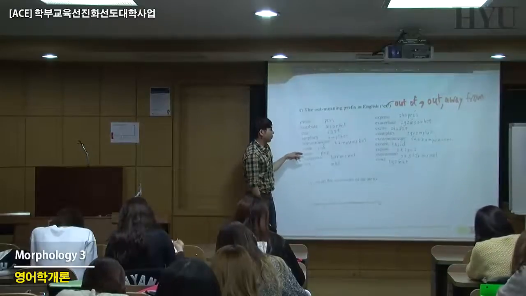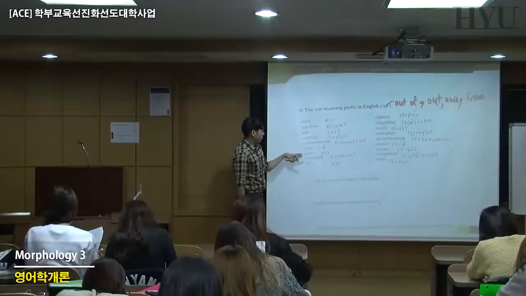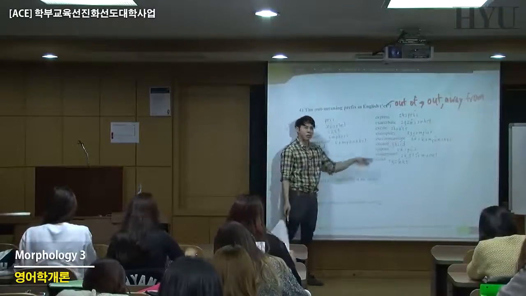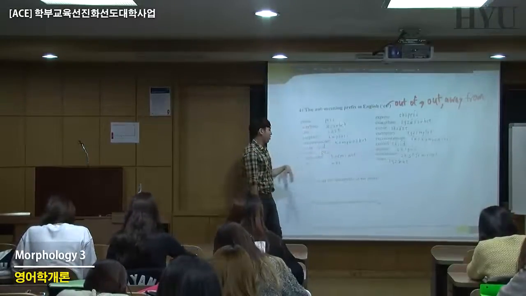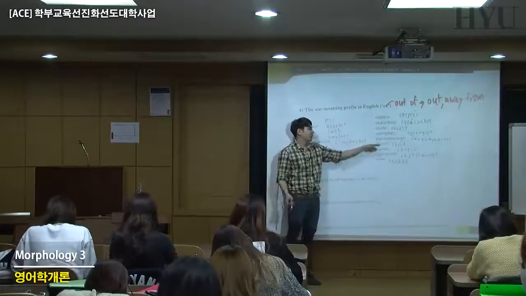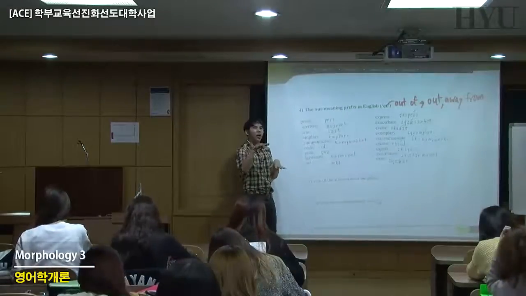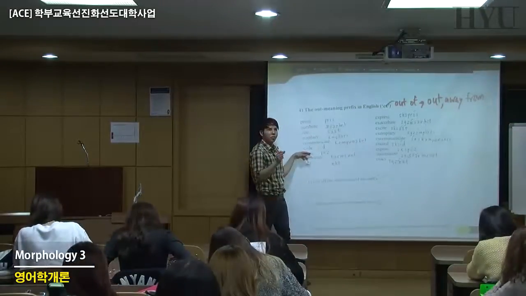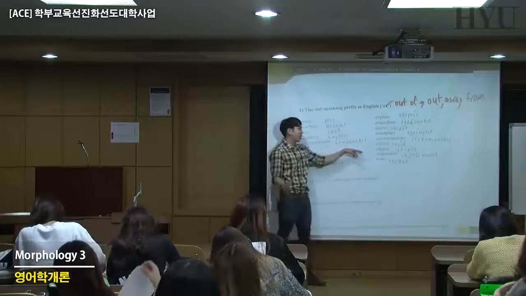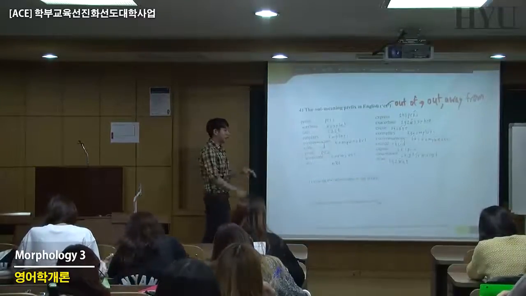Cede, and then exceed, pose, expose. Pose is to put, right? You know that. Cede is to go out of. Exceed, to go out of limit, to go above, to go beyond the level. Pose is to put down, right? Expose, to put it out so that everyone can see.